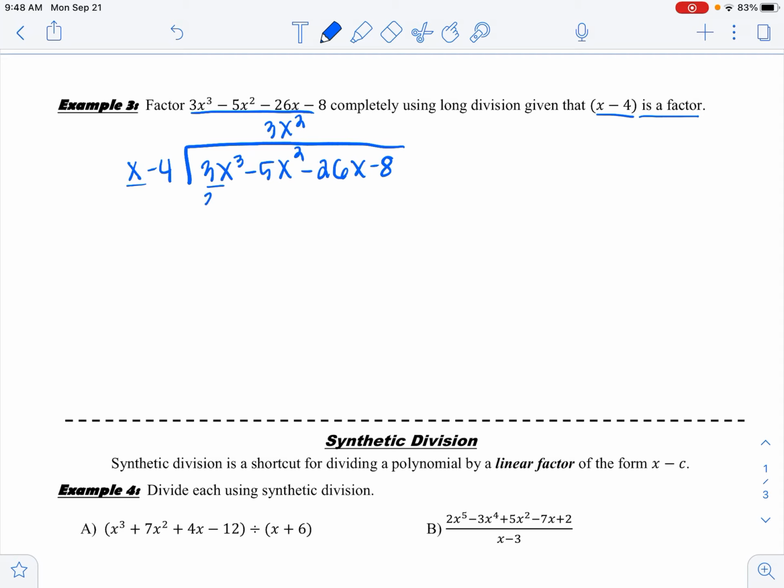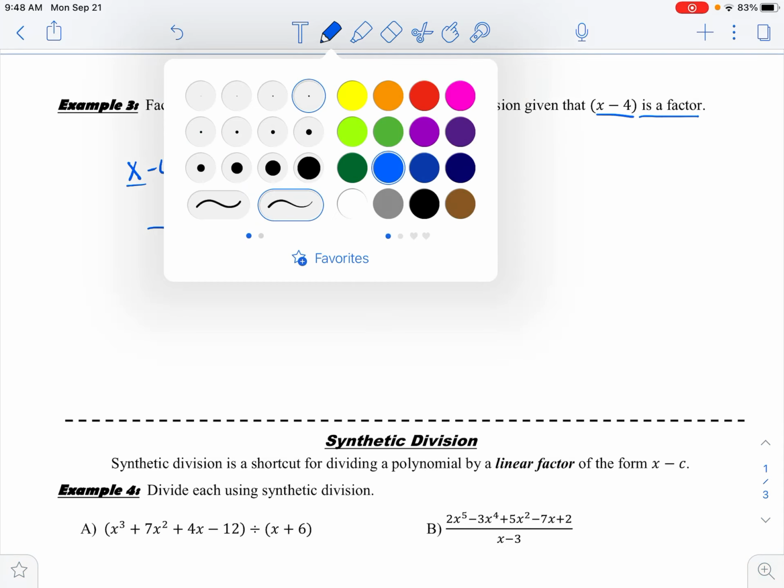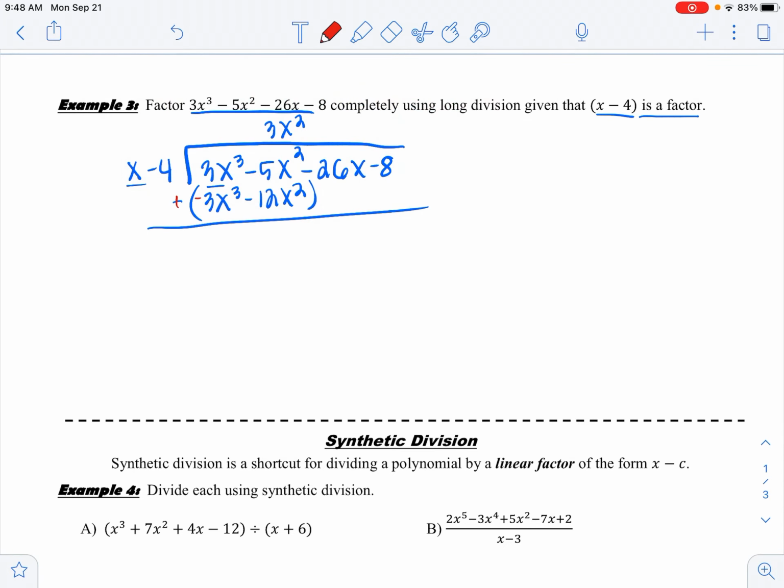Distribute. 3x squared times x is 3x cubed. 3x squared times negative 4 is negative 12x squared. Subtract. Distribute your negative so you can just add. That is 7x squared minus 26x minus 8.